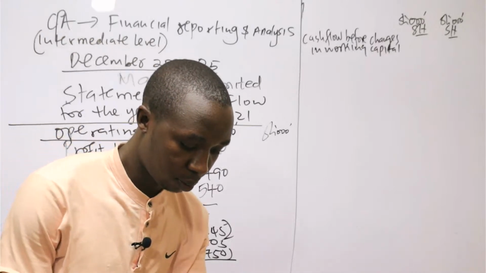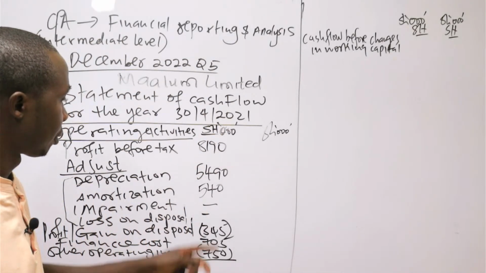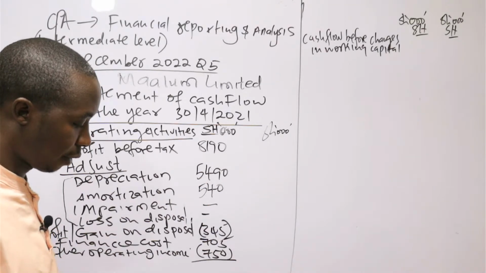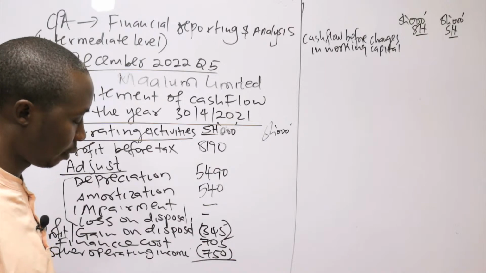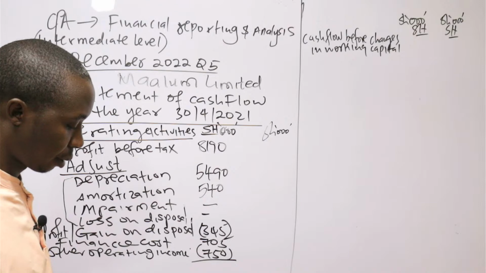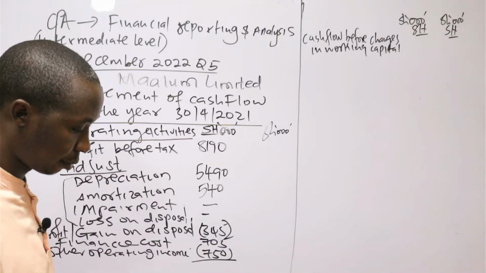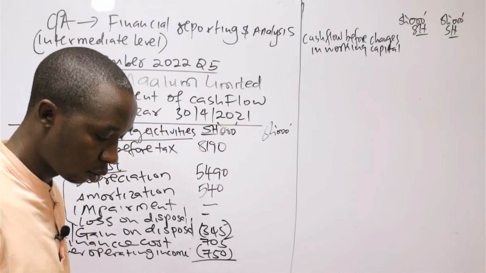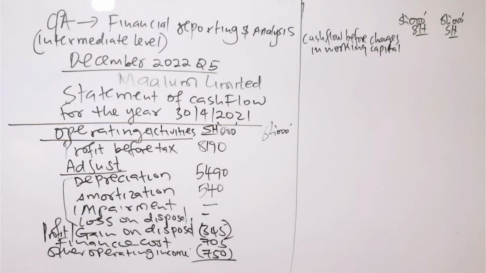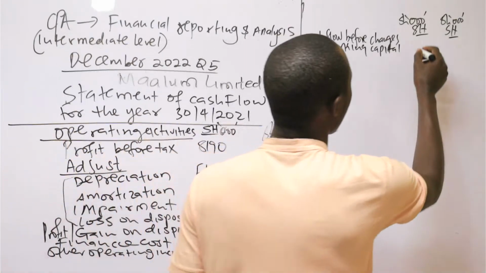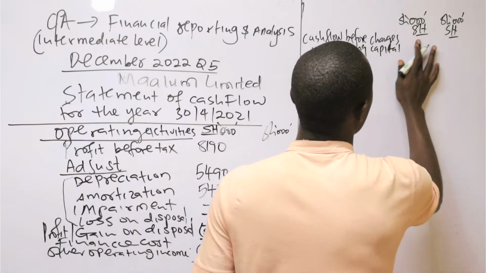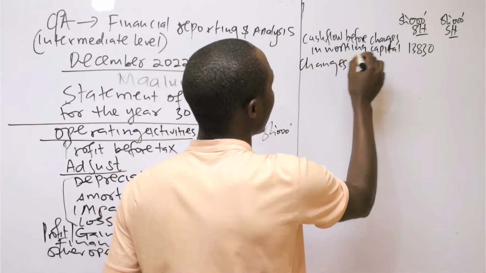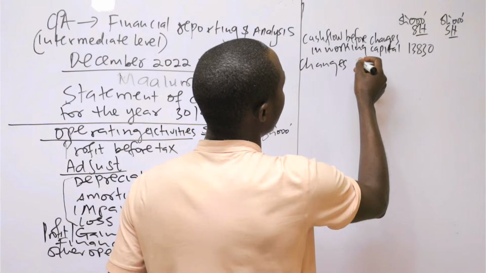So up to this point, which total do you have? If you take 8190, we add 5490, we add 540, minus 345, plus 705, minus 750. So we have a total of 13,830. Then we talk about changes in working capital.